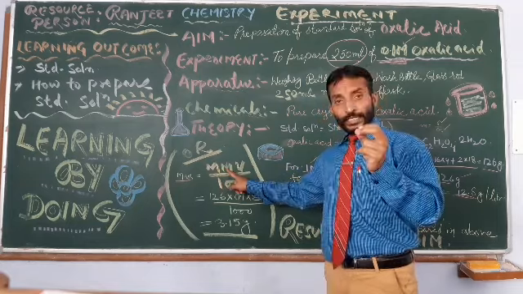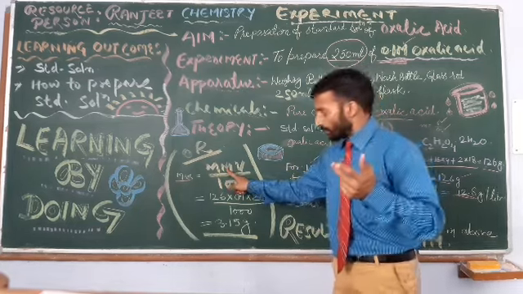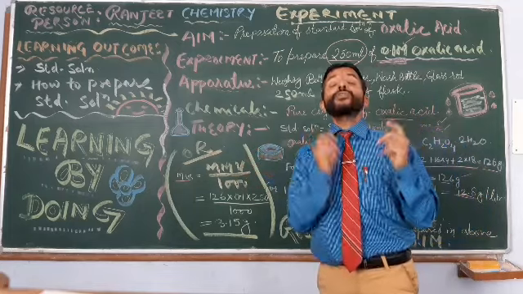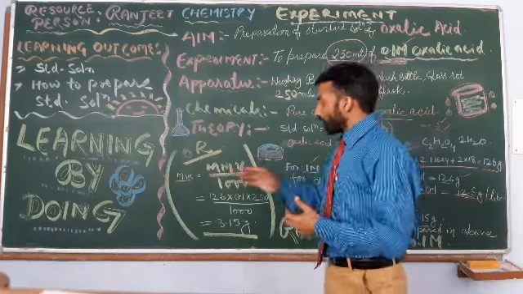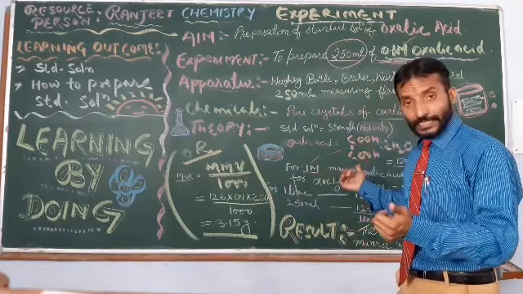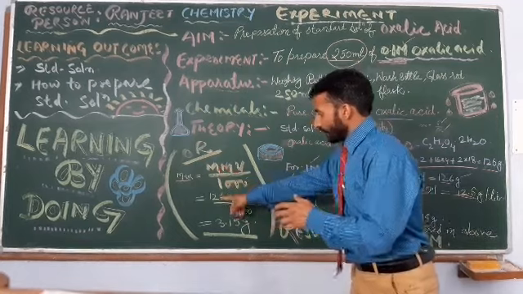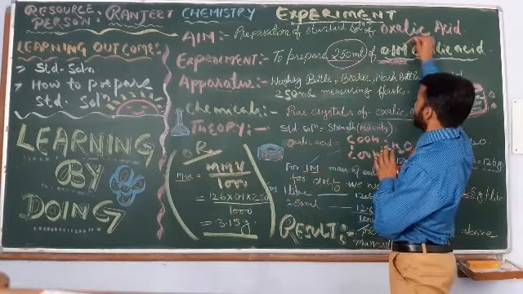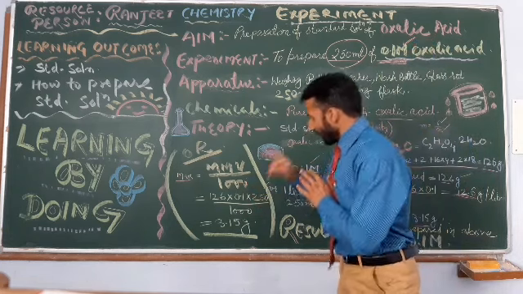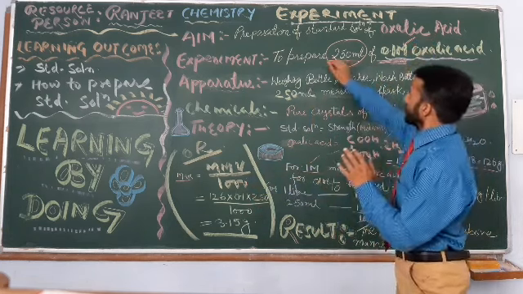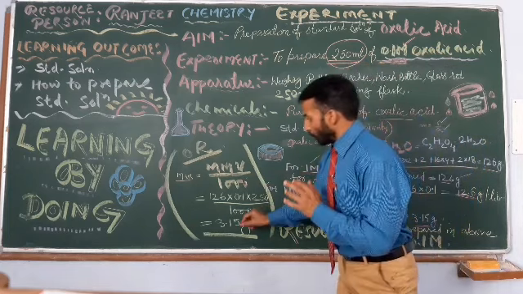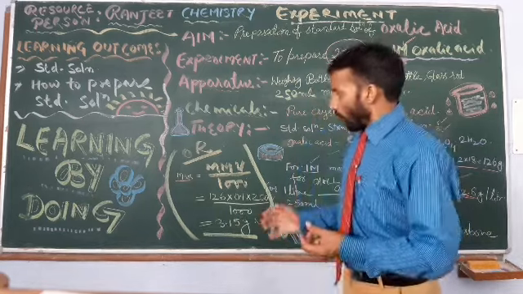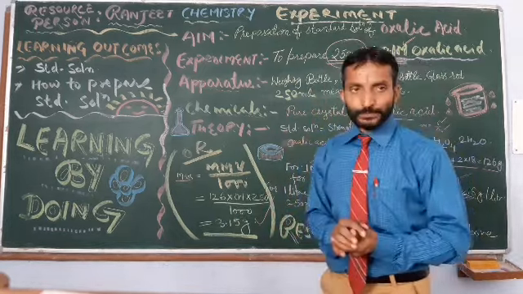Multiply by the molarity, which is the molarity of the solution we have to prepare, and multiply by the volume, how much volume we have to prepare, divided by 1000. For example, in this case, molecular mass is 126, molarity we have to prepare is 0.1, and the volume required is 250 ml. You will get the direct answer 3.15 gram. Okay, this was our theory.